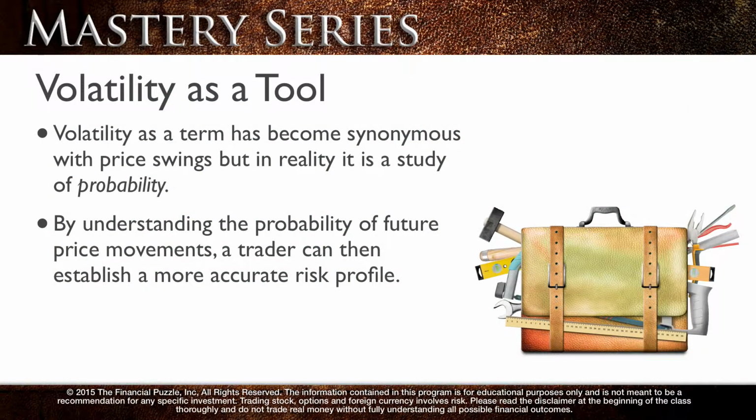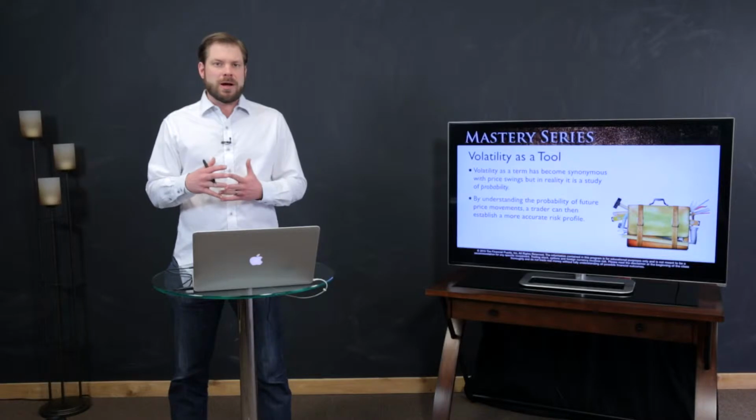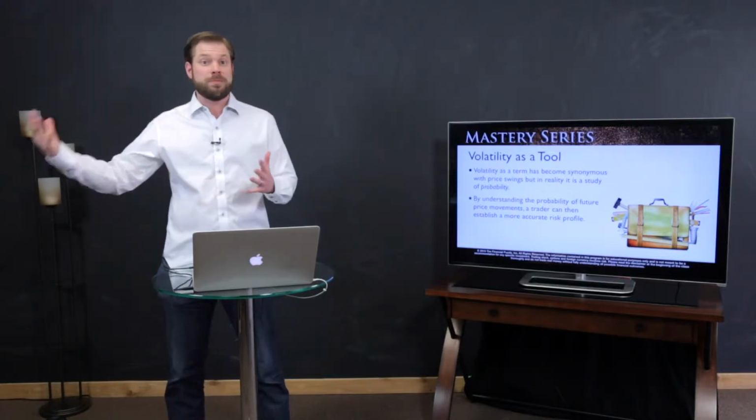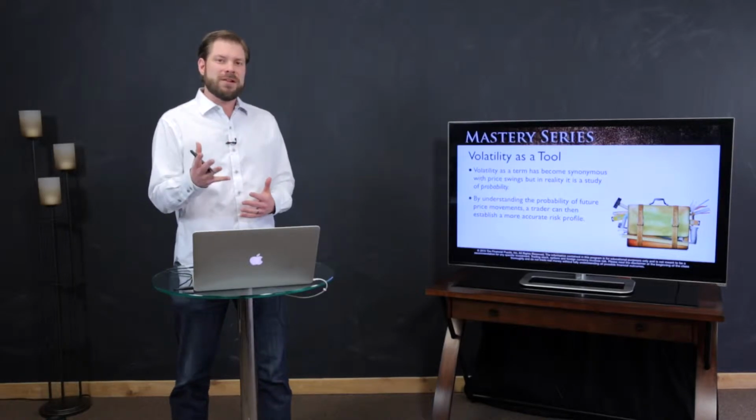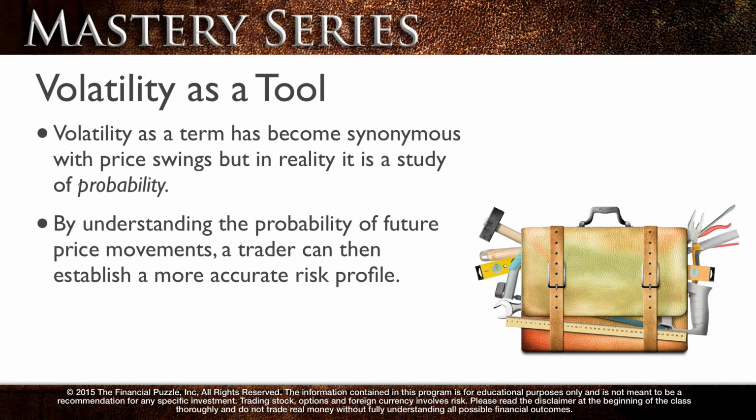And so rather than worry about that, what we need to instead do is focus on how we can react to volatility, how we can control the elements that are within our ability. Volatility as a term has unfortunately become synonymous with price swings. If you say it's a volatile market, you're quickly thinking about how far the price may go. Unfortunately, what volatility really is, is a study of probability. Because what we're really talking about is how likely is a certain stock or a certain option to fluctuate in price.